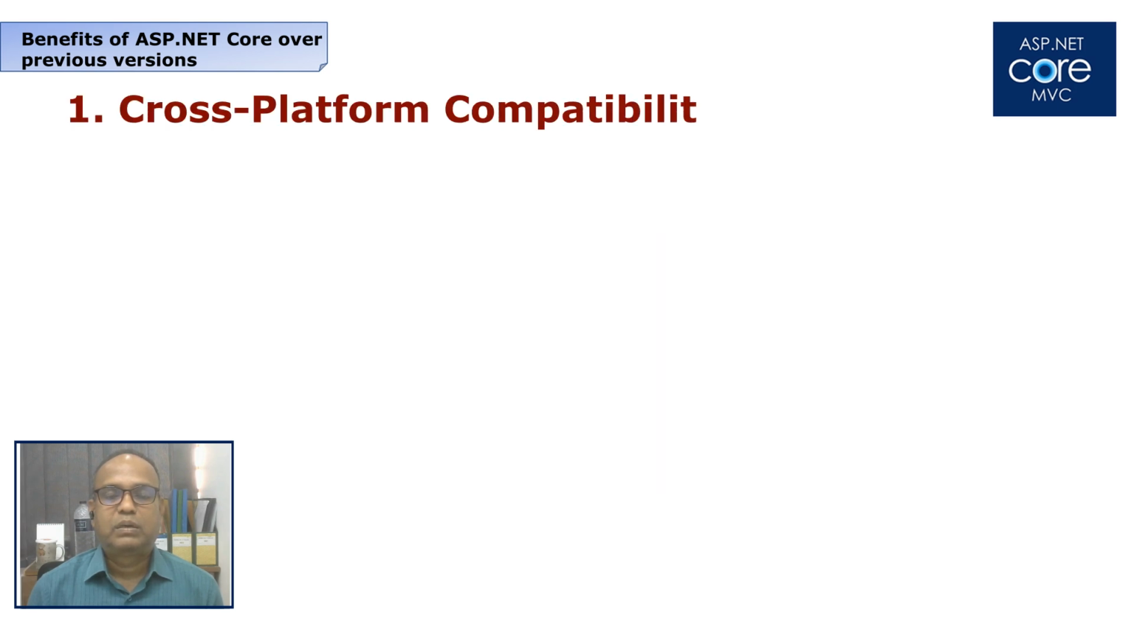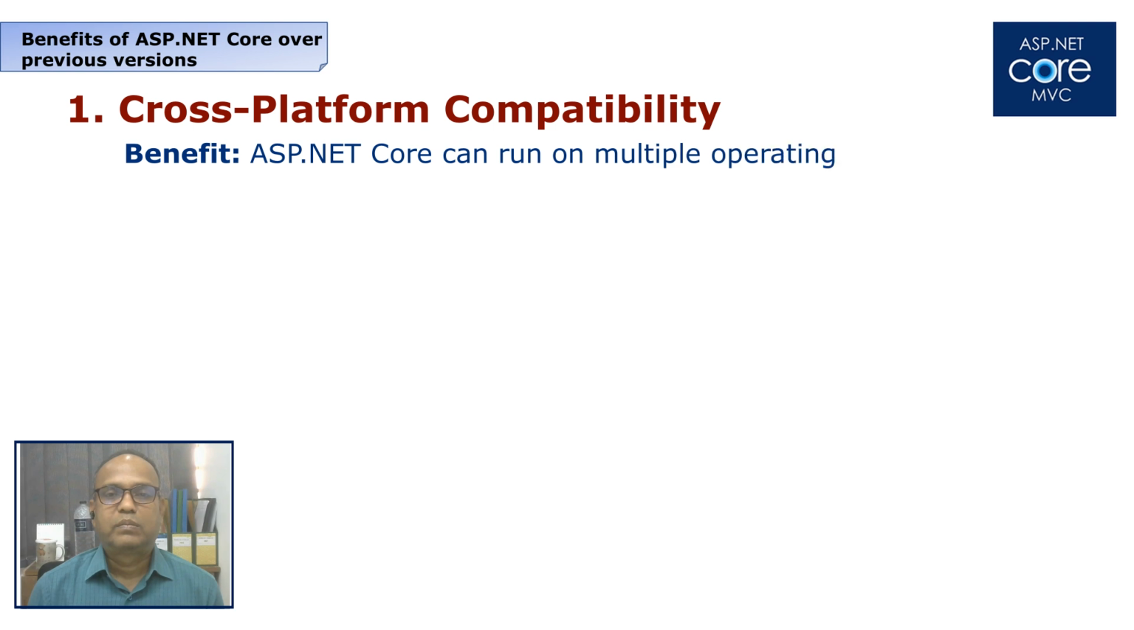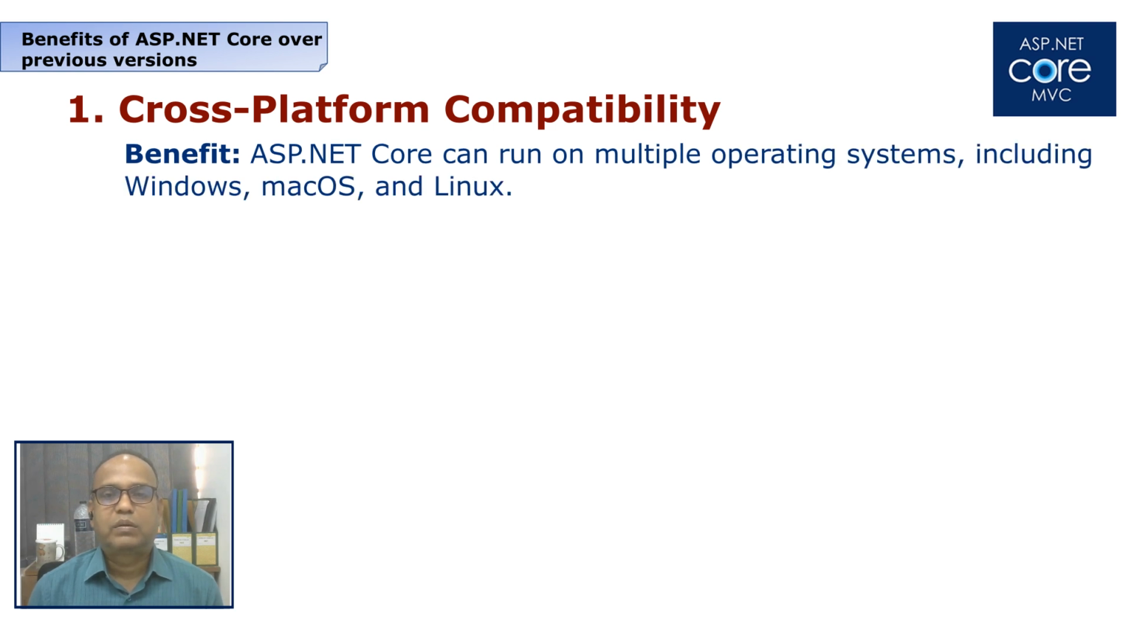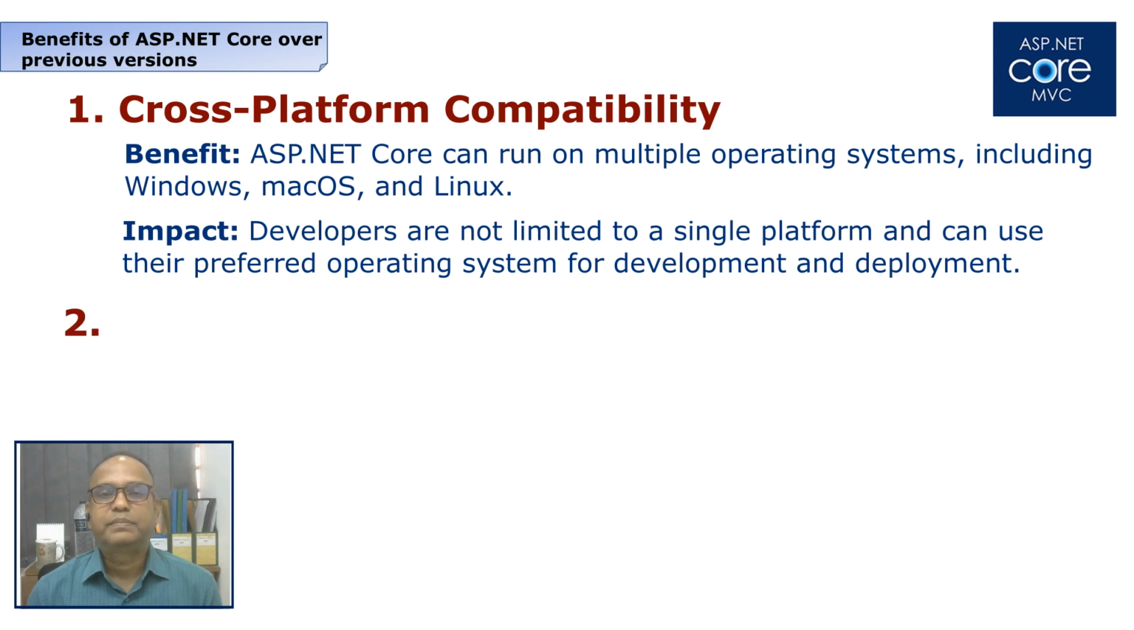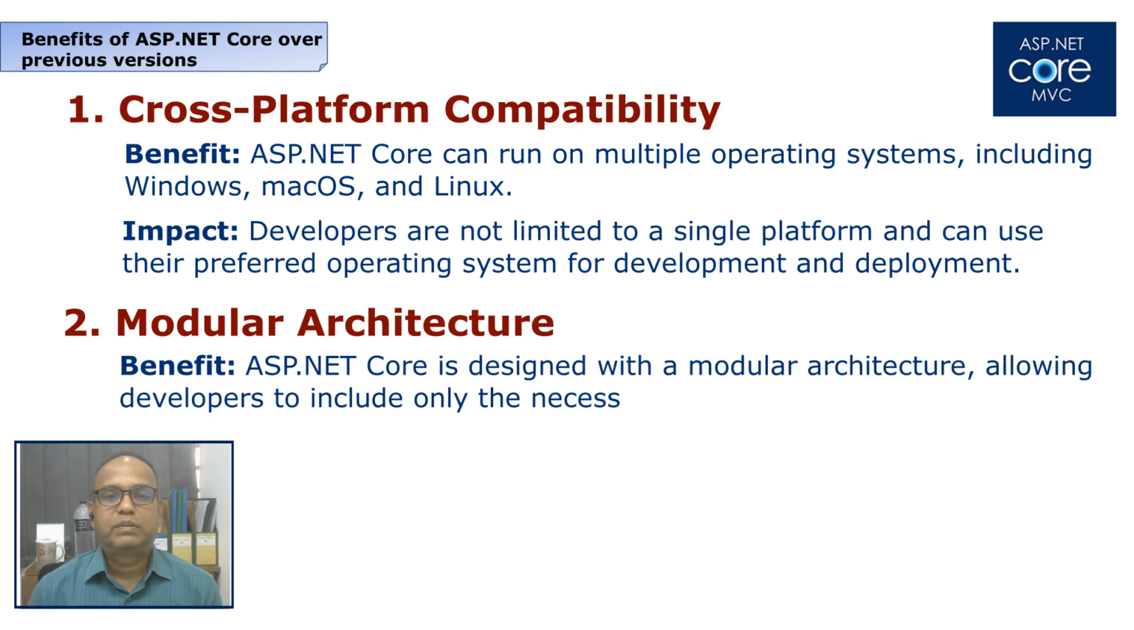Number 1. Cross-platform compatibility. Benefit: ASP.NET Core can run on multiple operating systems, including Windows, macOS, and Linux. Impact: developers are not limited to a single platform and can use their preferred operating system for development and deployment. Number 2. Modular architecture. Benefit: ASP.NET Core is designed with a modular architecture, allowing developers to include only the necessary packages via NuGet.